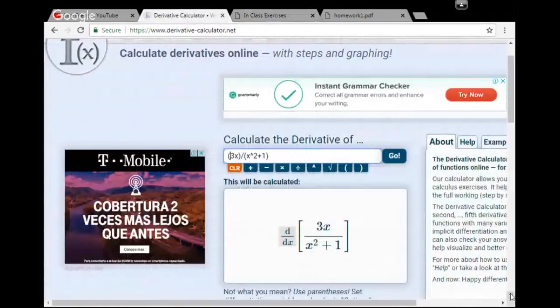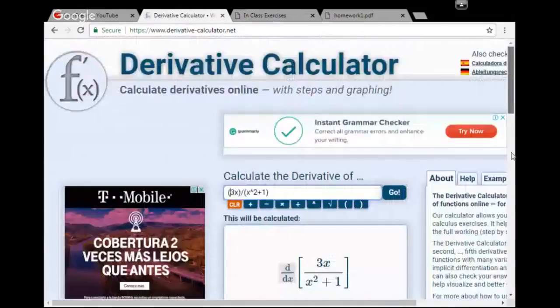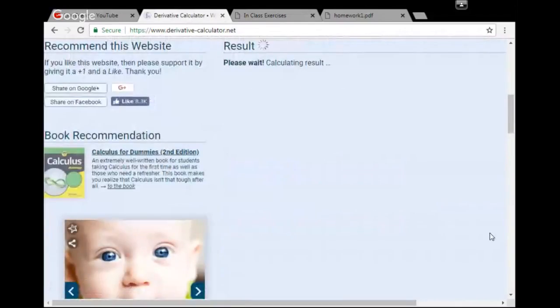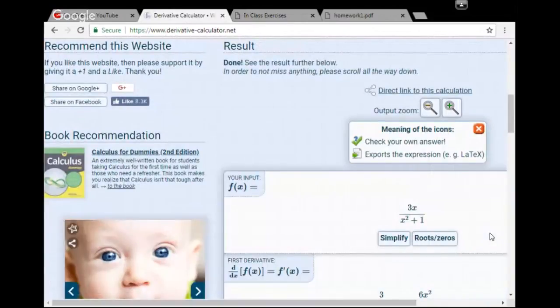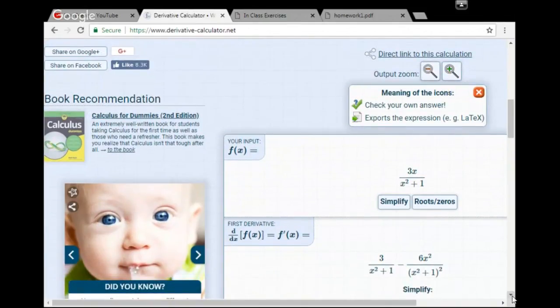And once you do that, just hit go, and it'll calculate the derivative for you. So the first derivative here is 3 times (x squared plus 1) minus 6x squared, divided by (x squared plus 1) squared.